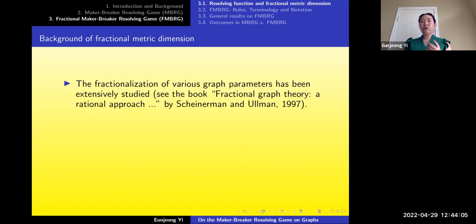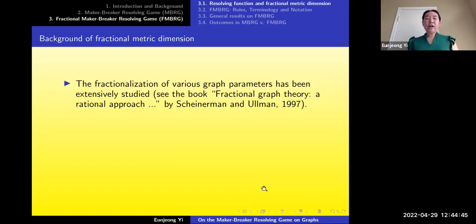So I need to mention to you what a fractional metric dimension is, and then how we apply the rules and the general outcomes. The interesting part here is that when you fractionalize it, you could have an outcome of MBRG being resolve always wins, but you could have all possible scenarios occur when you fractionalize it: resolve could win, or first player wins, or spoiler wins. They all appear. So this is kind of interesting.